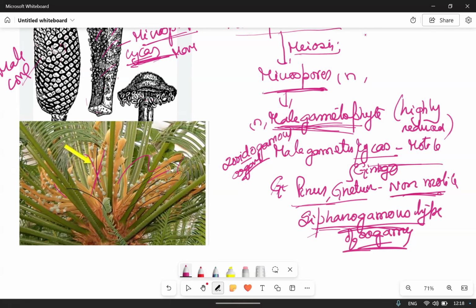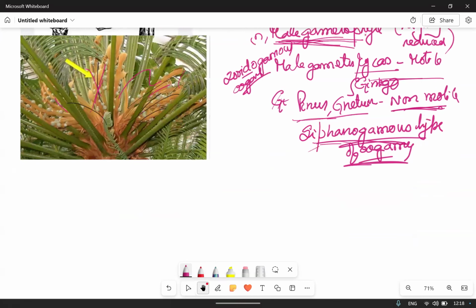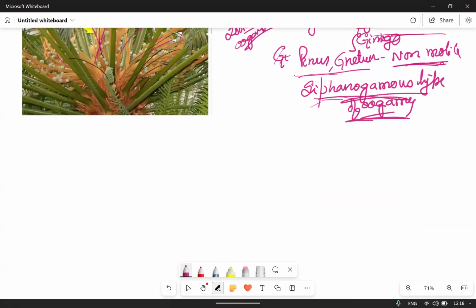So this is about the male microsporophylls, male cone, microsporangia, male gametophyte, and male gametes. Then come to the female cone or female flower. How is this formed? With the help of the megasporophylls.